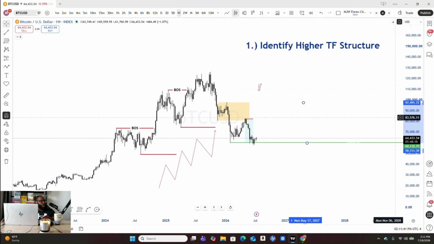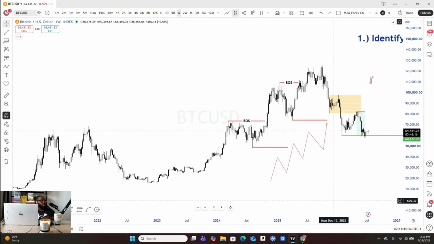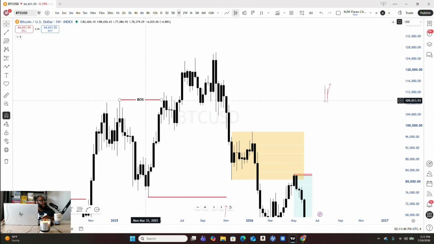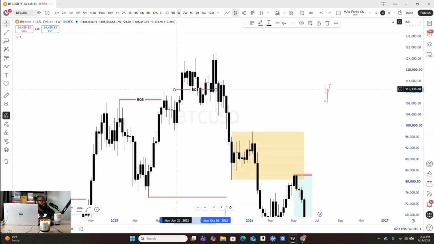Okay, so we see that we've got, as I zoom in a little bit more just to show you, okay? Look here. So we know we got this breaking structure here, just when the market pulled back, pushed up, broke that structure, pulled back, and we broke that structure again. Okay, so let's go ahead and let's duplicate this breaking structure right here.